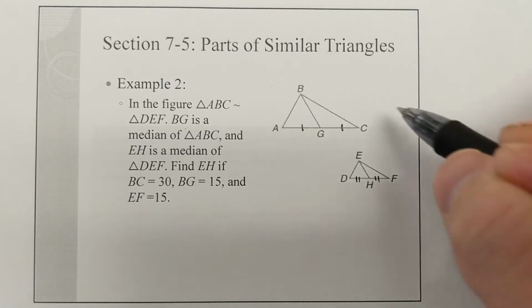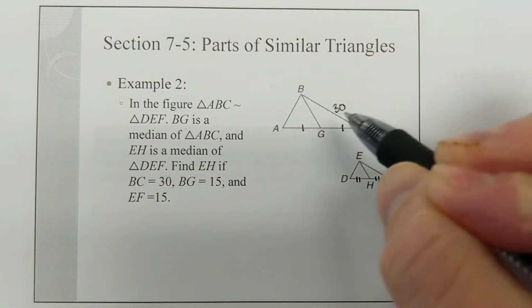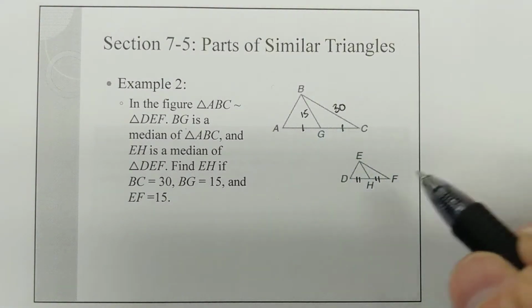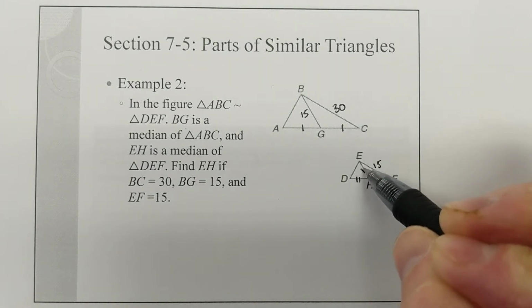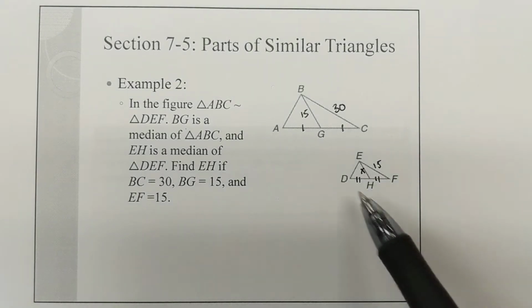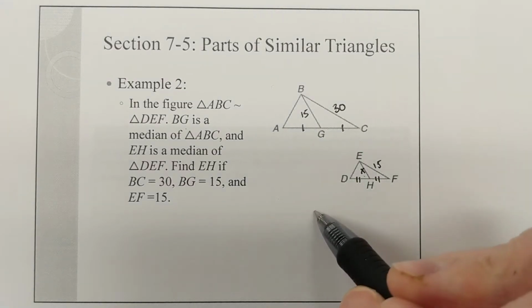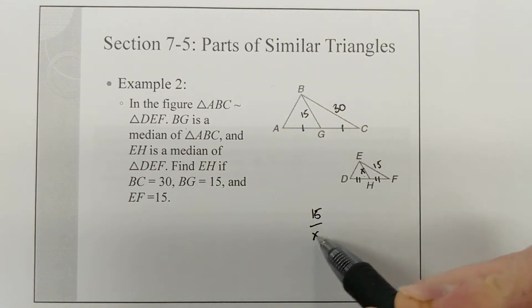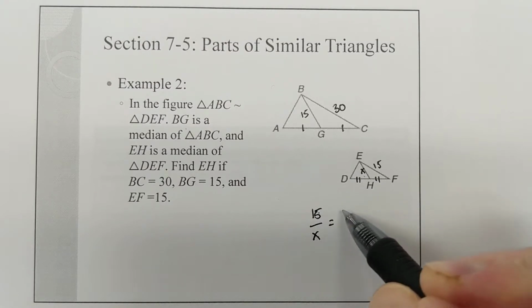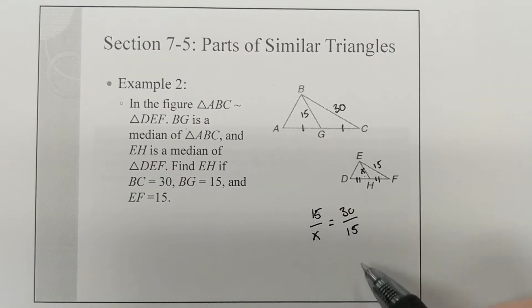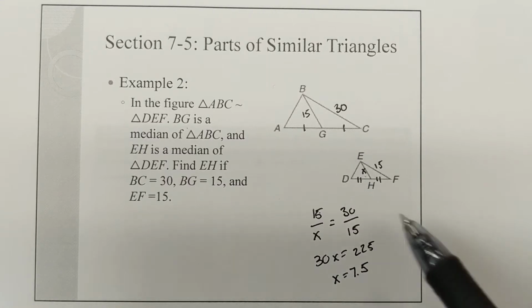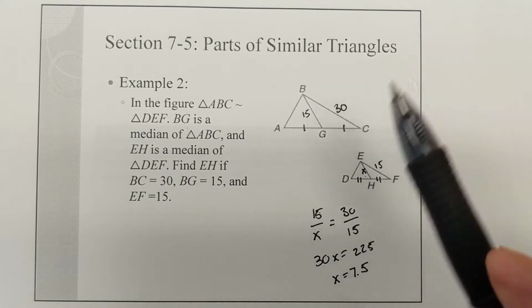Given these values, BC is 30, BG is 15, and EF is 15. Find EH, which is x. So it doesn't matter that these guys aren't sides, you can still set up a proportion. So BG over EH, median over median, is equal to side over side. So cross products would give you 30x is 225. So x is 7.5.